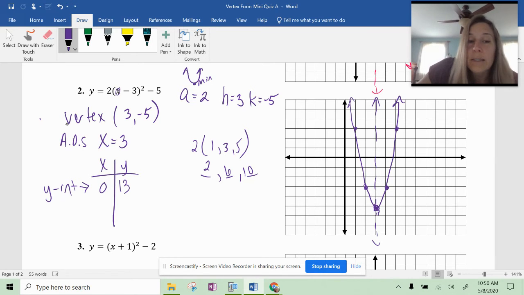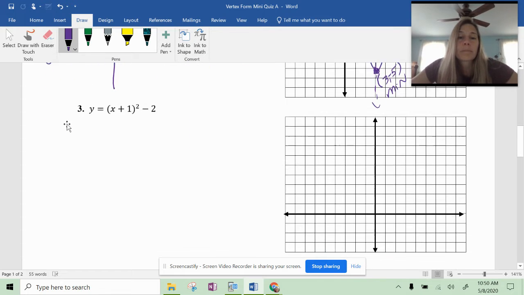We see our vertex down here, which is (3, -5), and it's a minimum. Our axis of symmetry is this vertical line, which is x equals 3. Okay, and then we'll do one more.